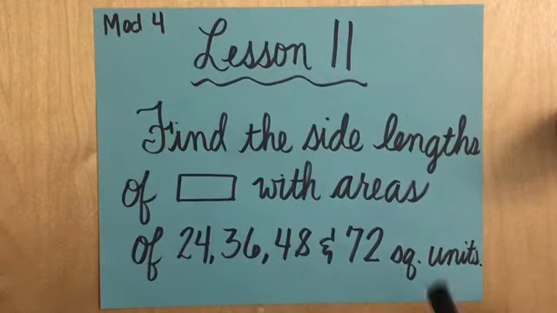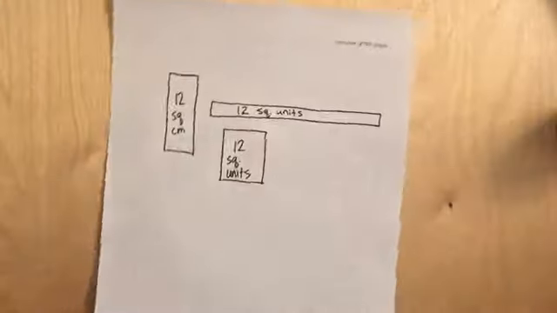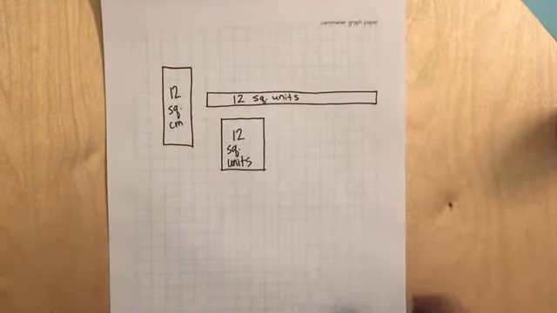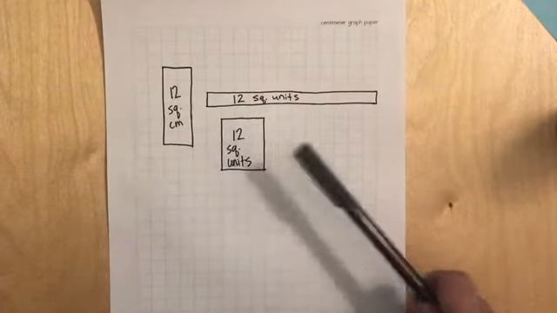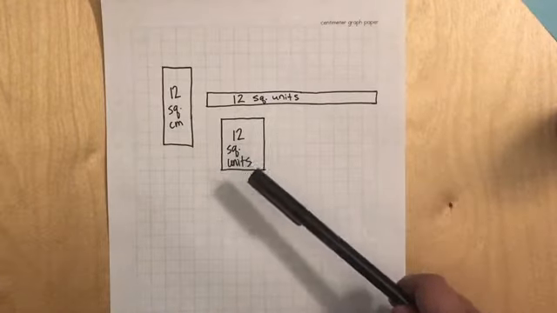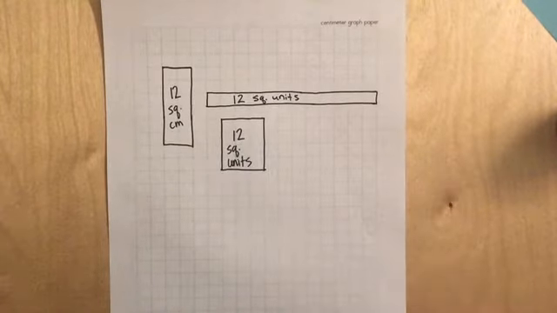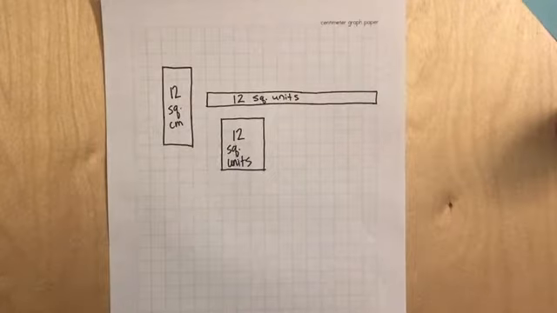Today you guys are going to find the side lengths of rectangles with areas of 24, 36, 48, and 72 square units. Now we already know that we can have different rectangles that have the same area. So the rectangles look different, but they cover the same amount of area, and you would use the same amount of square units to measure them.